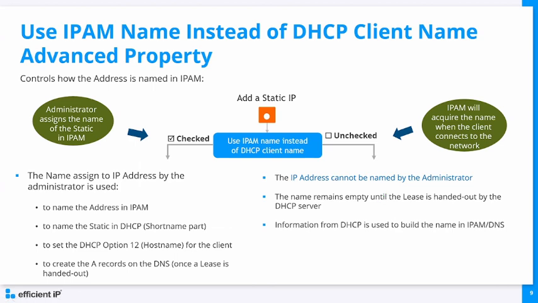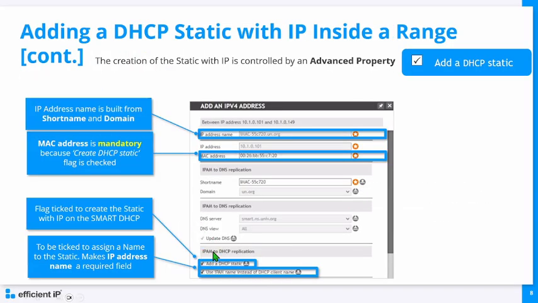So when you assign the IP, you cannot assign the name. The name will be empty. So when you uncheck here, use IPAM name instead of DHCP, you will not see the short name. You cannot enter the short name. So it means that there's no name given to the IP address when you assign the IP in IPAM, right?